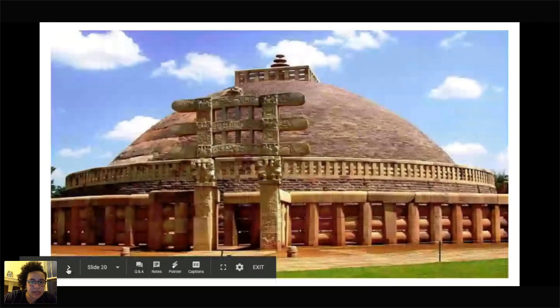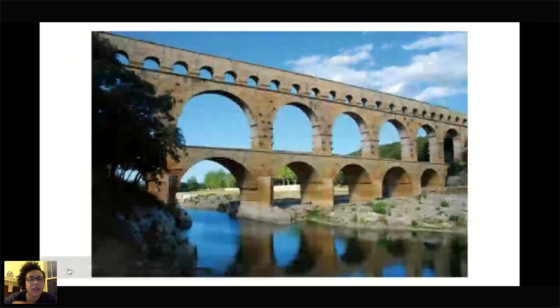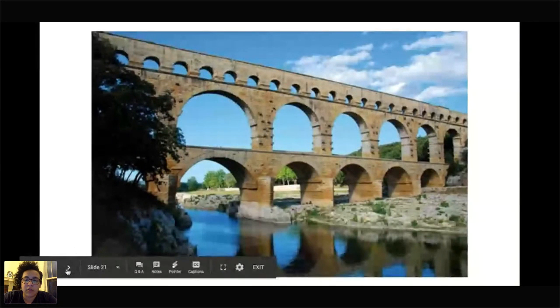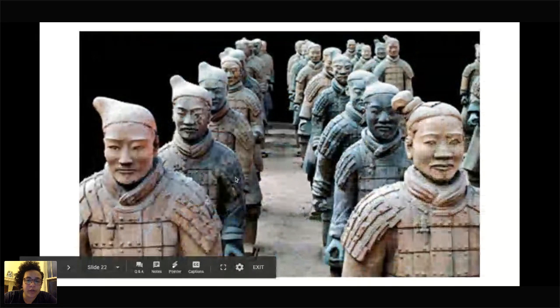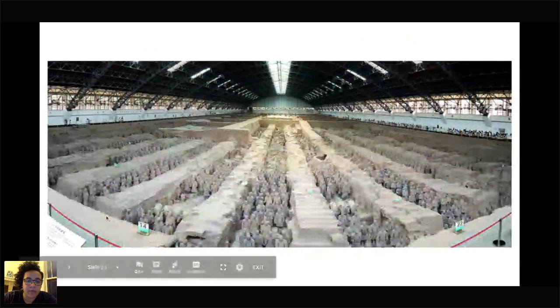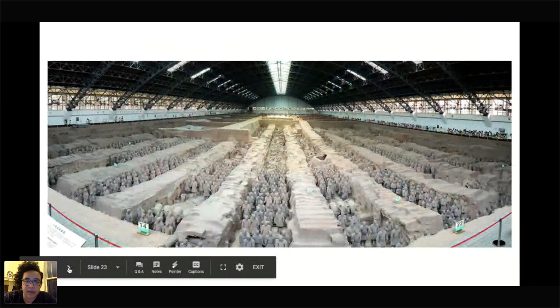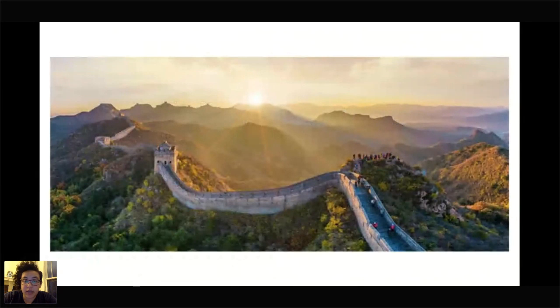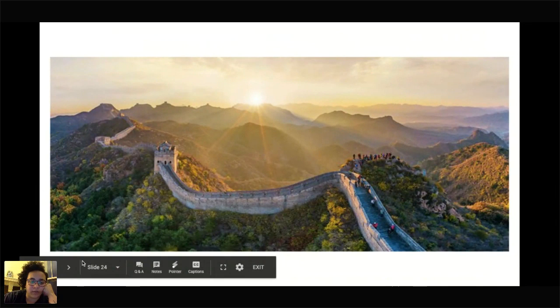Just some quick pics. This is a Buddhist stupa, just like a sacred ground. These are the aqueducts I was talking about. So these are used for irrigation and built in Rome. The warriors in China, these stone warriors. Look at how many of them there are. It's so massive. I would really like to see that. The Great Wall of China, it starts to be built in this time period. It's not finished until later, but they start to build it, defensive walls.